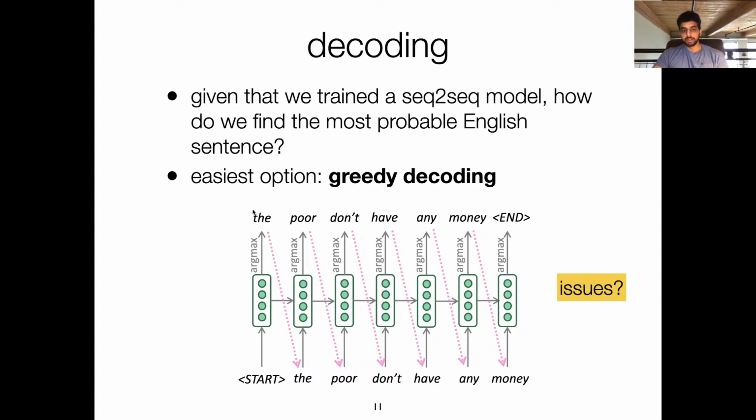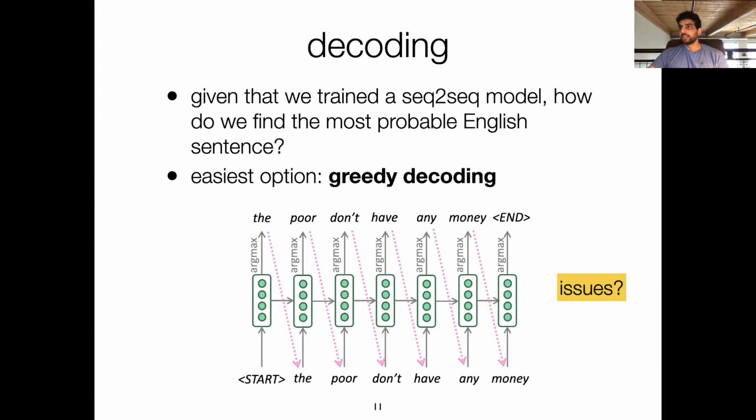Then I'm going to feed that word in as the next time step to my decoder, and I'm going to do the same thing. I'm going to compute a new hidden state. I'm going to compute a prediction over the next word, and I'm going to take the max probable word as the word that I'm actually producing. So here I produced "poor," then I go in, I do the same thing again, I take the max probable word, which is "don't," and so on. And I stop decoding when I get to this end of sequence token, right? That indicates that I have completed the translation.